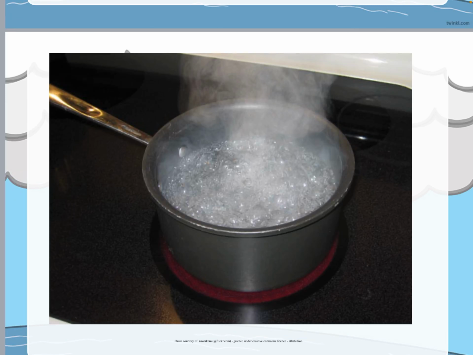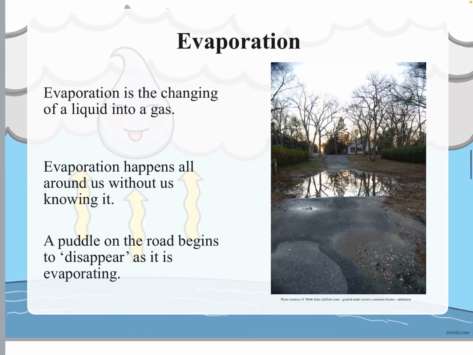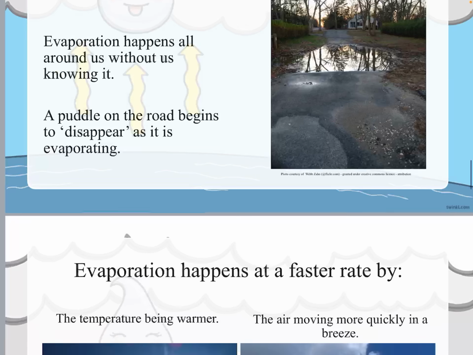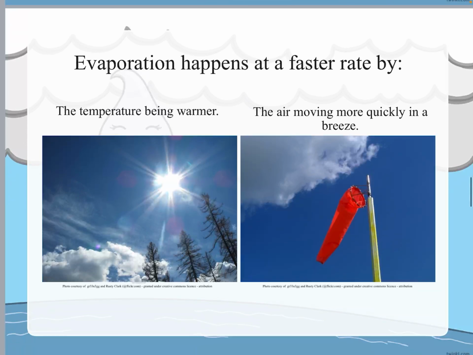Now, when you're thinking about these examples in real life, think about how the water is changing from a liquid into a gas. It's happening all around us all the time without us even knowing it. And sometimes it looks like the water has completely disappeared. Things that can make evaporation faster are if it is warmer, or sometimes if there's air moving around quickly in the breeze.